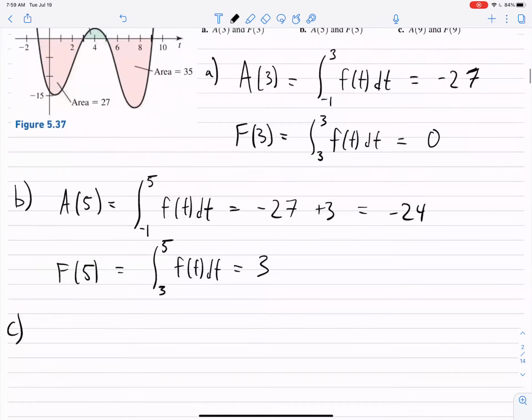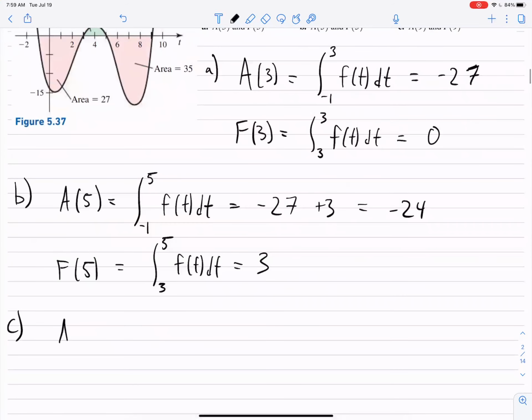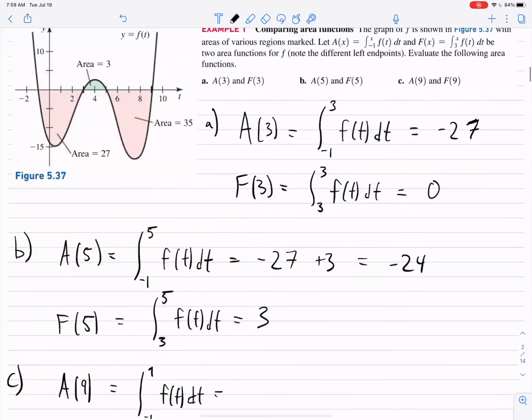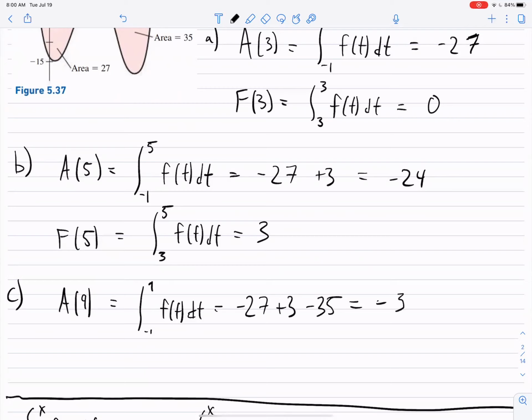And then C is A of 9, F of 9, so it's the total area. So A of 9 is the integral from -1 to 9 of little f of t dt. And so that's just getting this whole net area. So it's -27 plus 3 minus 35, which would be minus 59.